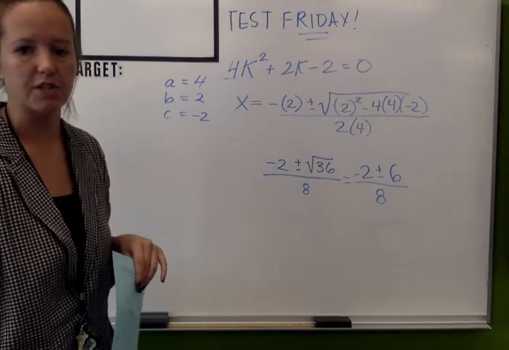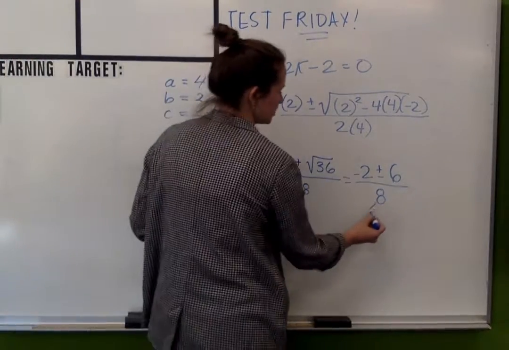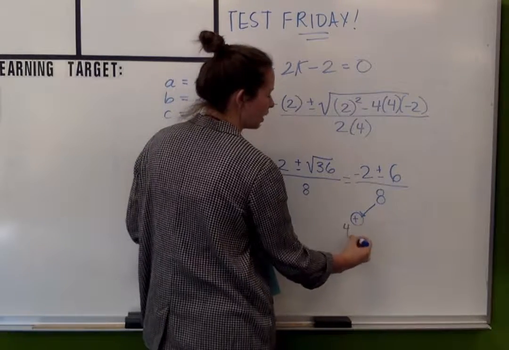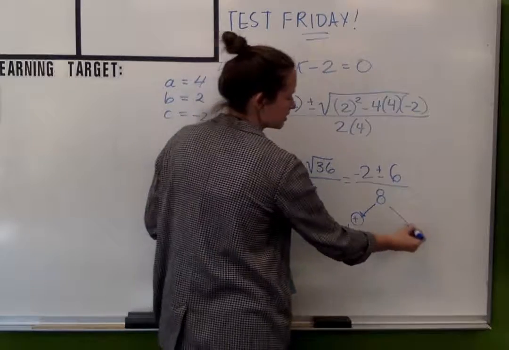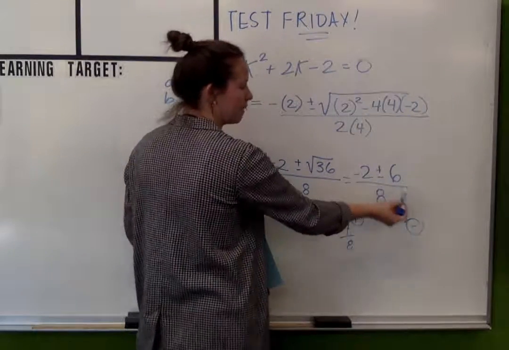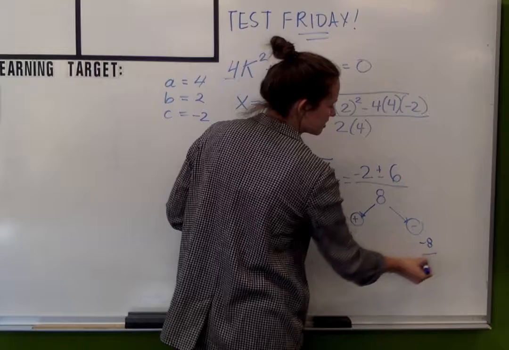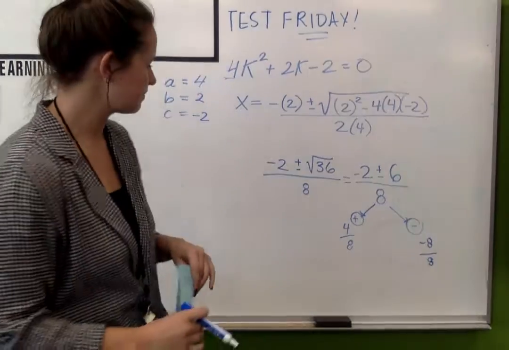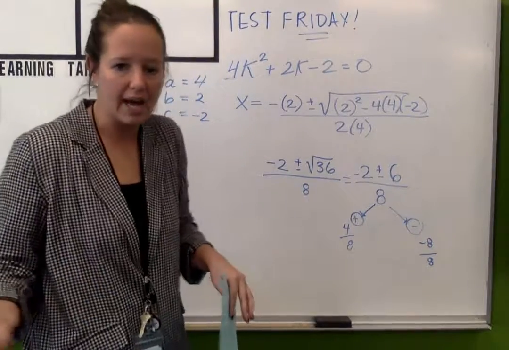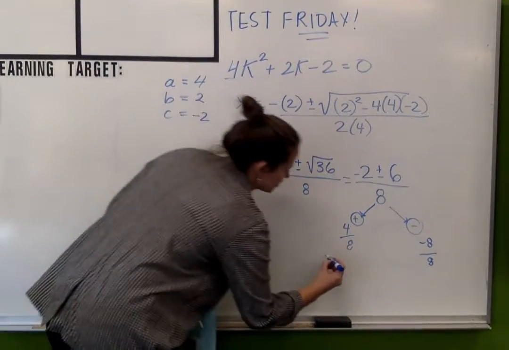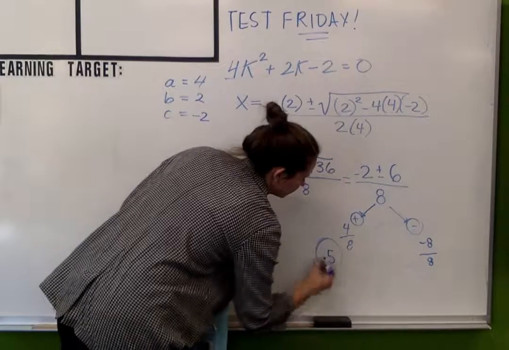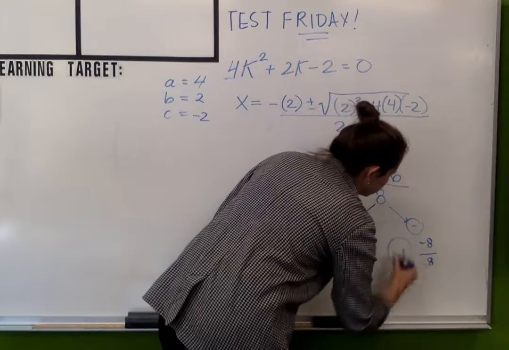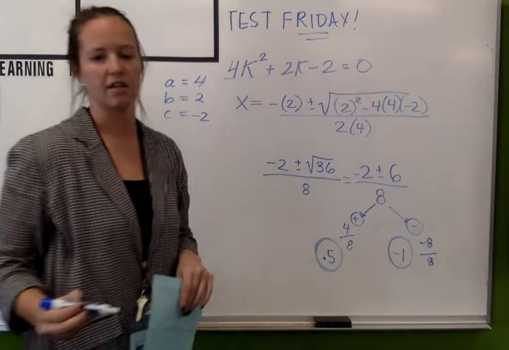Awesome. Then from there I just got to do the plus and the minus. So with the plus sign, negative 2 plus 6 is 4, still over 8. And then with the minus sign, negative 2 minus 6 is negative 8 over 8. So let's finish those. 4 divided by 8 is 1/2, or 0.5. So I'm just going to say 0.5 is my first answer. Negative 8 divided by 8 is negative 1. So my second answer is negative 1.